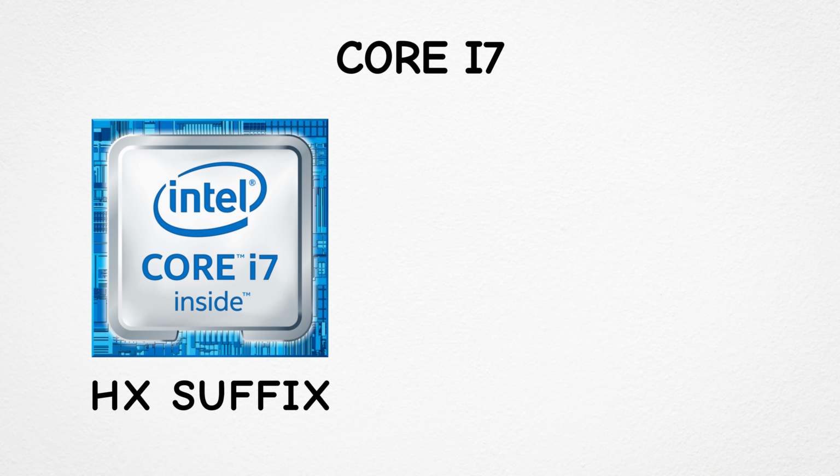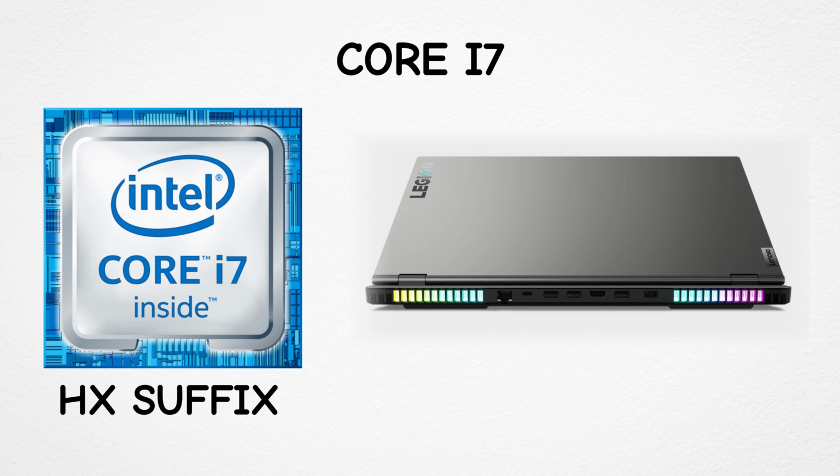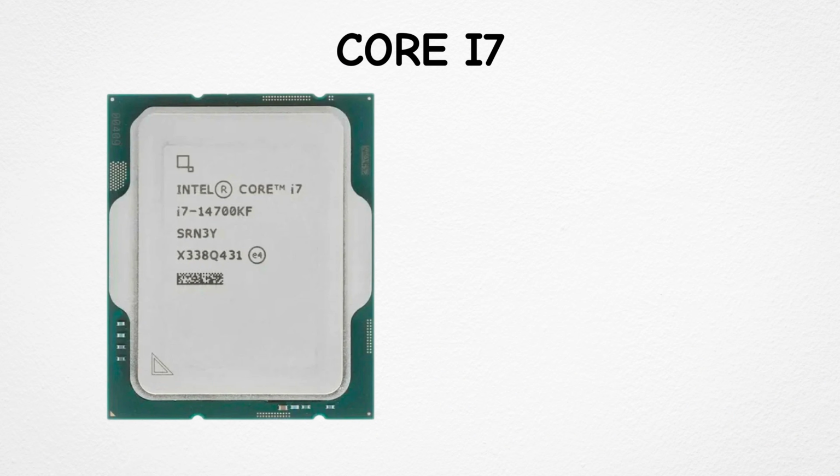In terms of suffix, i7 in laptops usually comes with the HX suffix. The HX is basically like the HS, but HX gives you a lot higher performance. It usually comes in some thick high-end gaming laptops because it requires larger cooling systems to cool off the heat. As for desktops, there is also a variant called KF.